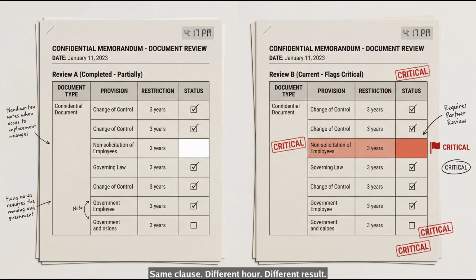The agreement reviewed at 9 in the morning gets careful attention. The one reviewed at 4 in the afternoon, after 6 hours of meetings, gets something less. A 3-year non-solicitation clause that should have been flagged as critical slides right through. Nobody is careless. Attention just fades.